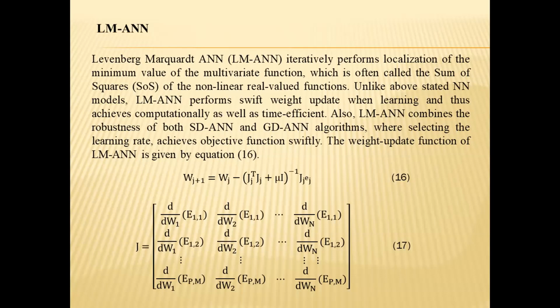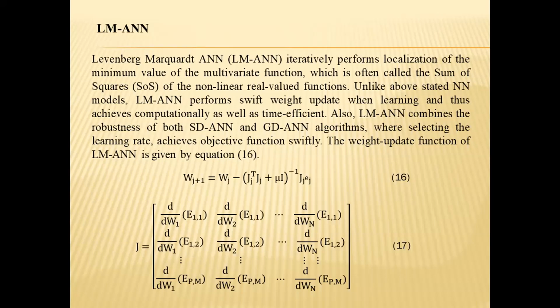In equation number 16, Wj signifies the current weight, while Wj plus 1 states the updated weight. Here, I is the identity matrix, J is the Jacobian matrix, and mu represents the combination coefficient. Equation 17 presents the mathematical expression for the Jacobian matrix used, where N states the total weight, P presents the input pattern, and M presents the output pattern.